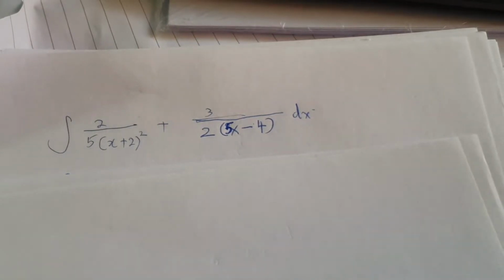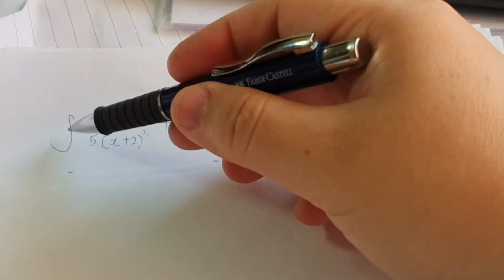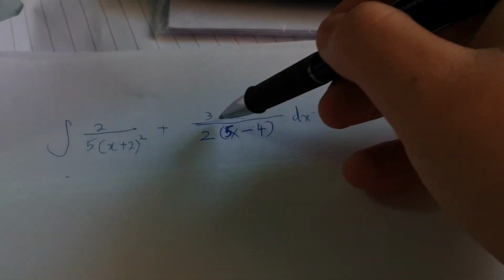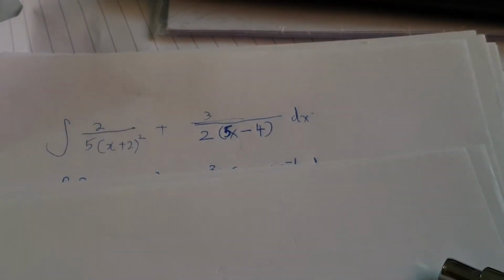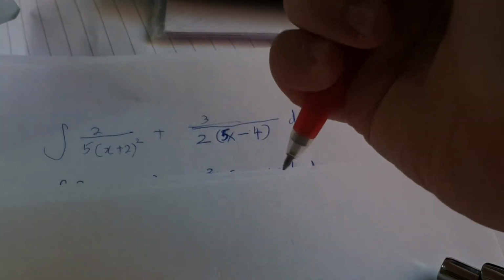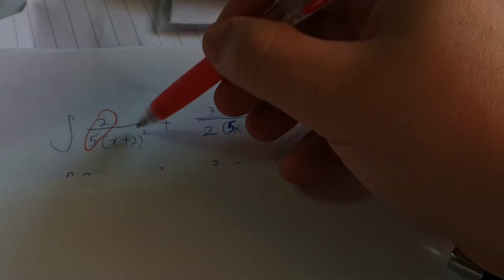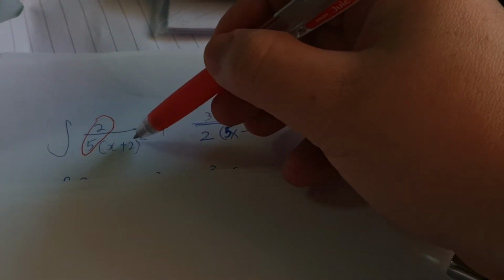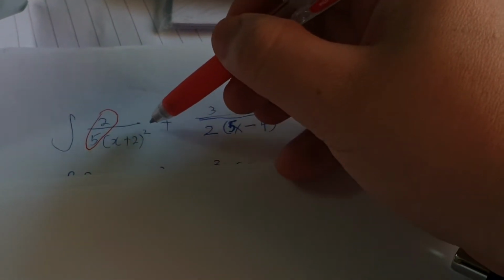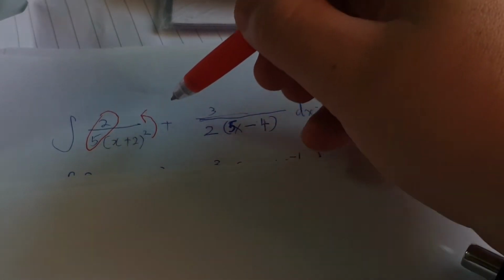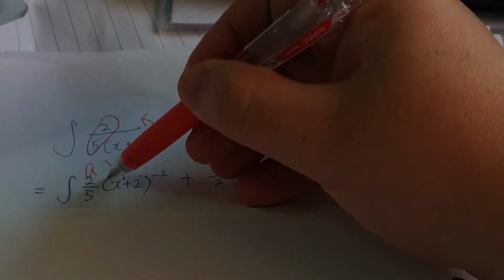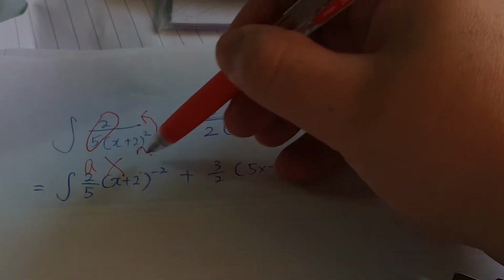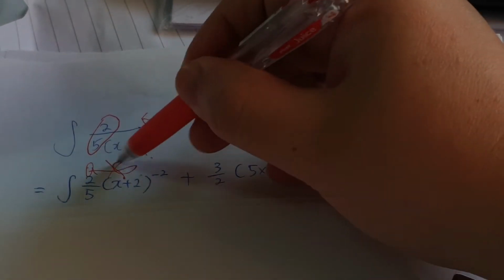Okay, so let's say we want to integrate this plus this. What we need to do is, first of all, understand that 2 over 5 is just a constant, a number. And the (x plus 2) whole thing squared, I actually need to bring it up so that it's in the form of a big X to the power of n, where n is minus 2. Okay, then I can integrate.